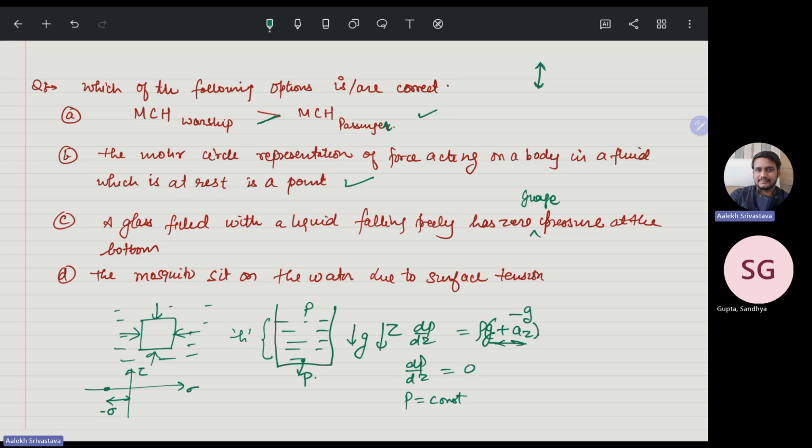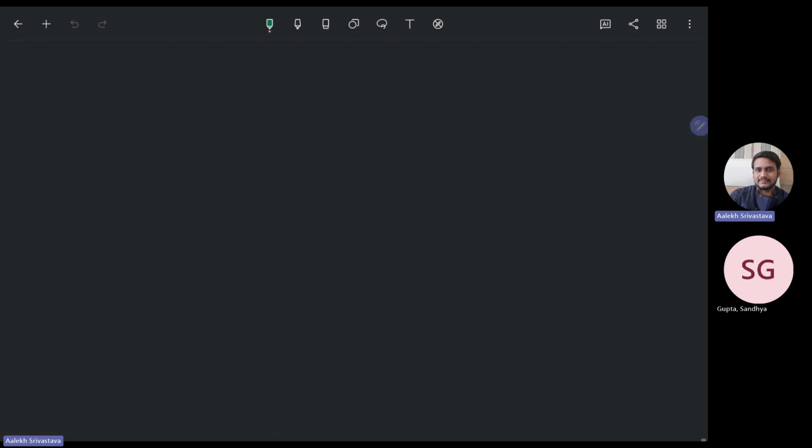And the fourth option is the mosquito sits on water due to surface tension. Yes, it is correct. It is the same way that a needle floats on the water because of surface tension. This is a needle, and surface tension acts and counters the weight of the needle.